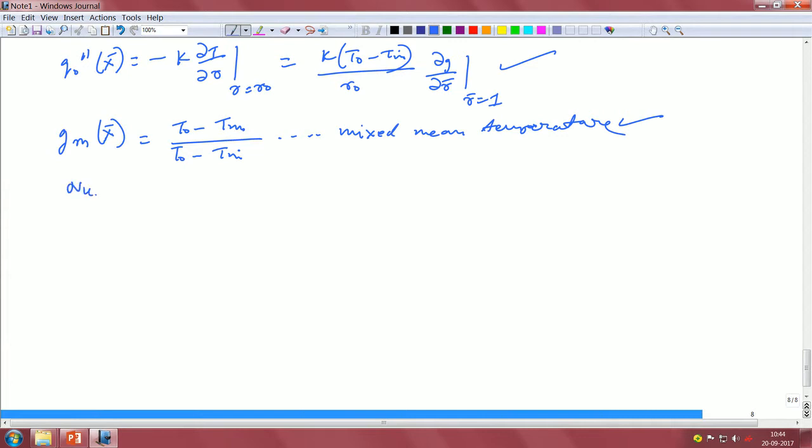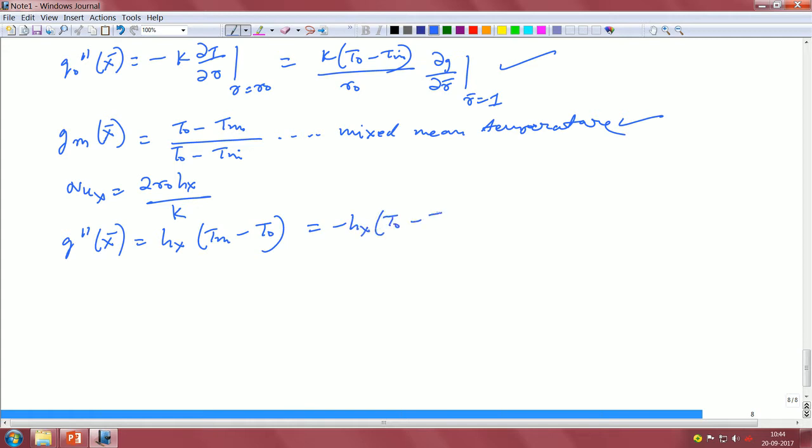Similarly, your Nusselt number at any x is given by 2 R naught Hx by k. Okay. So, that is also given. Q at any x bar is also given as Hx into Tm minus T naught, which is basically minus Hx (T naught minus T in) into Gm into x, right. So, this is just substitution of variables.